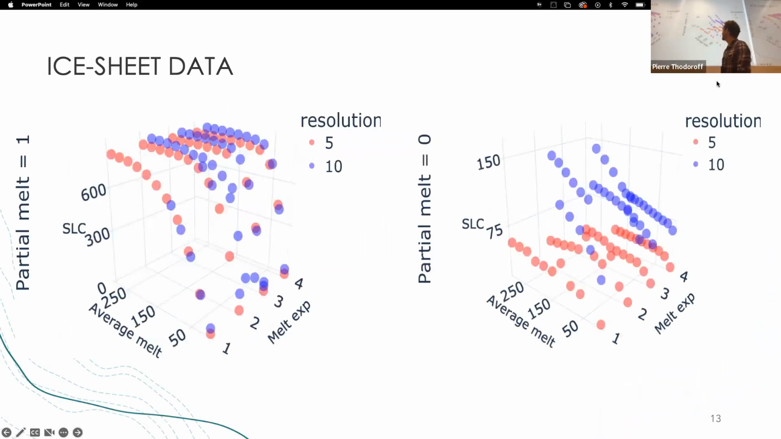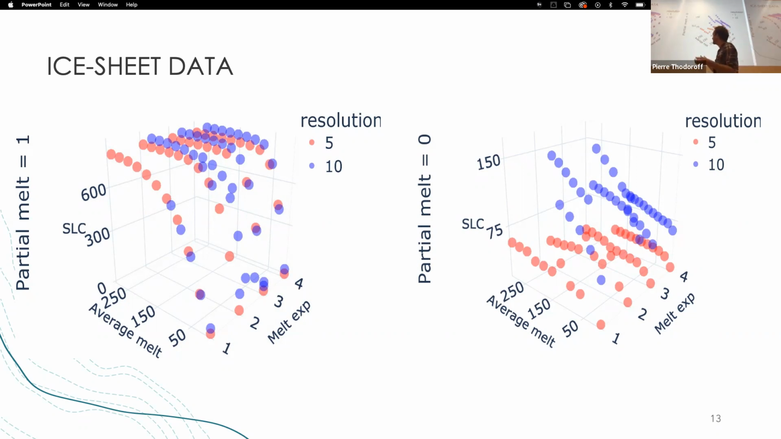To give another intuitive example, this is ice data. We have on the X and Y axis two parameters of interest. The average melt is how fast the ice melts when it's in contact with the sea. Melt exponent doesn't matter. SLC is the sea level contribution, so that's the Y output we're interested in. And then partial melt is about whether, if you have a cell that's halfway touching the ocean, there's going to be melting or not. It's an important parameter that the community doesn't really agree on whether it should be on or off.